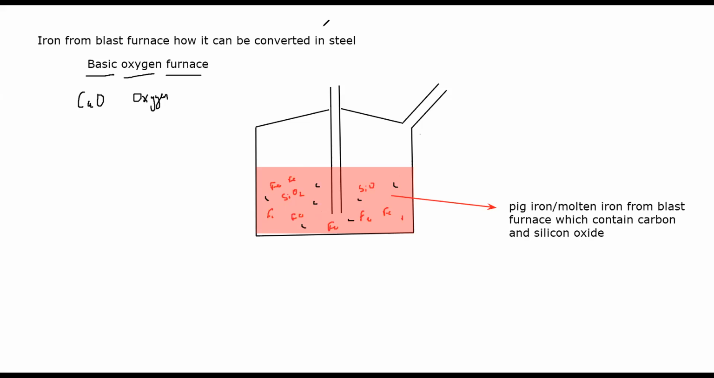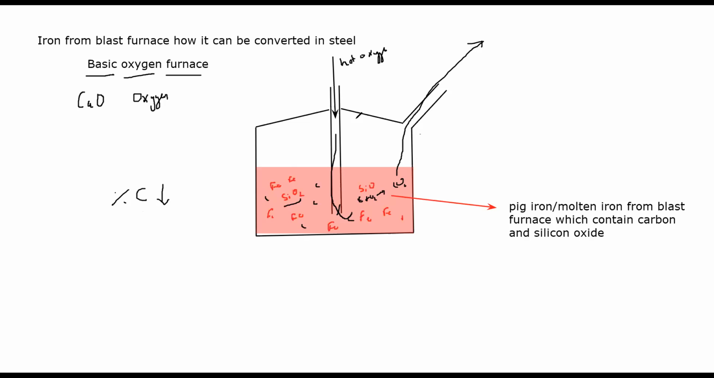Now, how do we do this? We blow, this time we use pure oxygen, not air. We blow hot oxygen. When you check the reactivity series, carbon is more reactive than iron. So that's why carbon will react first. Carbon will react with oxygen, and the carbon plus oxygen result in the formation of carbon dioxide. And this carbon dioxide gas will escape. As this carbon dioxide gas escapes, the percentage of the carbon will decrease. So we reduce the percentage of the carbon by blowing the oxygen.